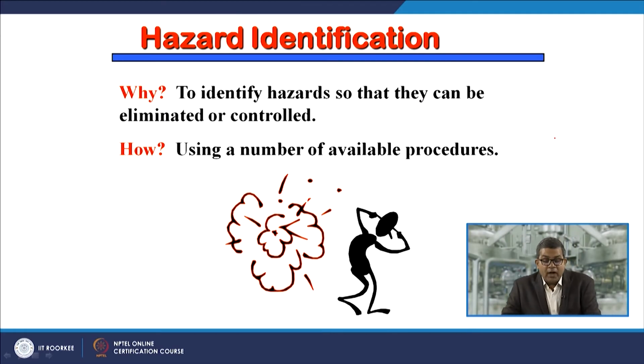Now again, why identify the hazards? So that they can be eliminated or controlled. And how? Using a number of available procedures. So these two things are very crucial. Why am I interested in finding out what the hazard is at my workplace, and if it is present, then what are the different tools available to rescue me.